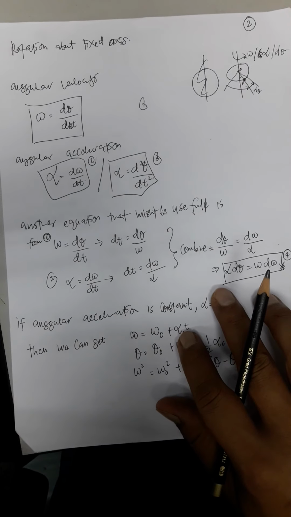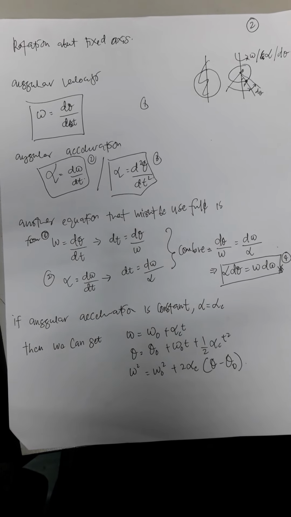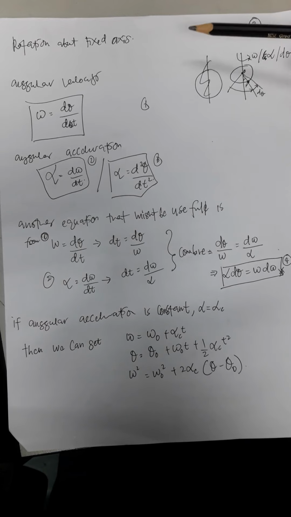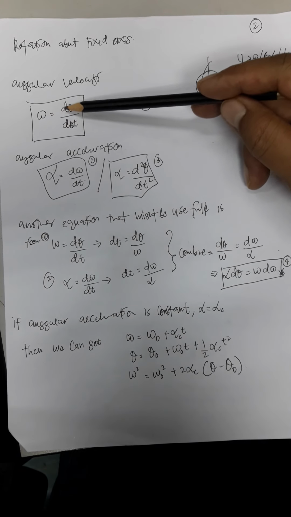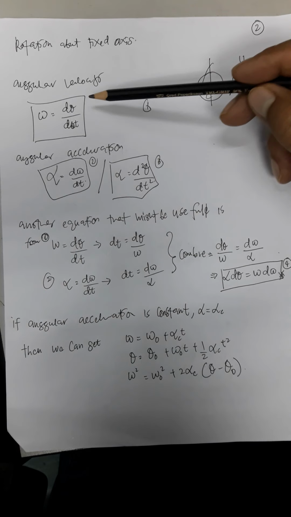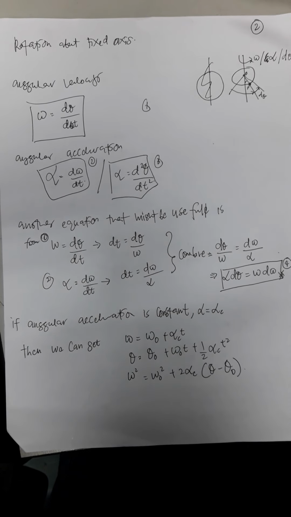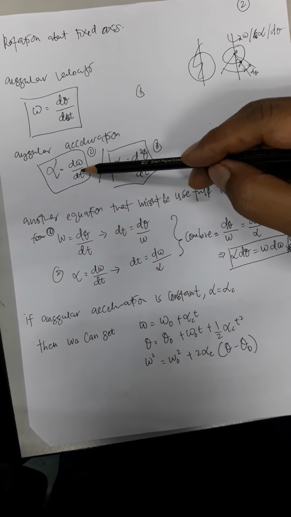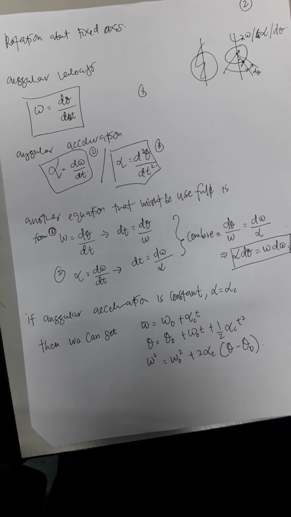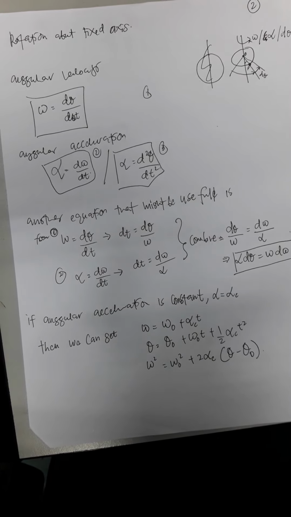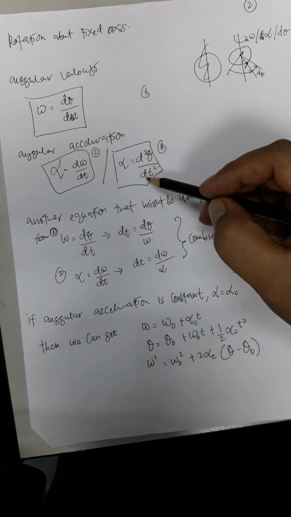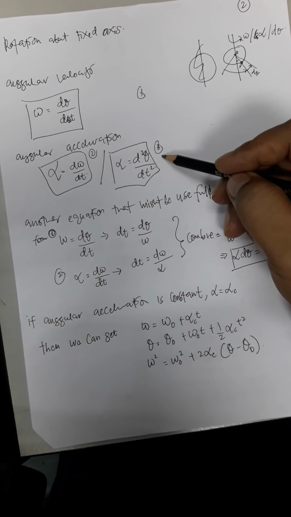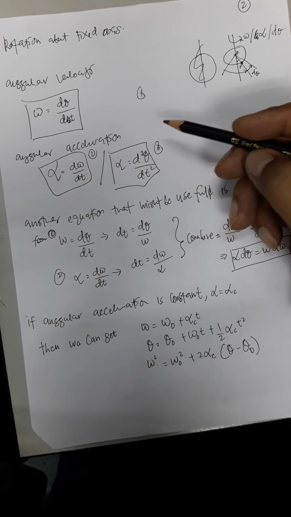Okay, what about rotation about fixed axis? In rotation about fixed axis, some mathematical equations that you have to understand start with angular velocity. What is angular velocity? Angular velocity, we call it omega, which is equal to d theta over dt, the differentiation of angular position. And to get the angular acceleration, which we denote as alpha, it equals d omega over dt, the differentiation of omega with respect to time. This can also be written as d square theta over dt square, which is the second differentiation of angular position.